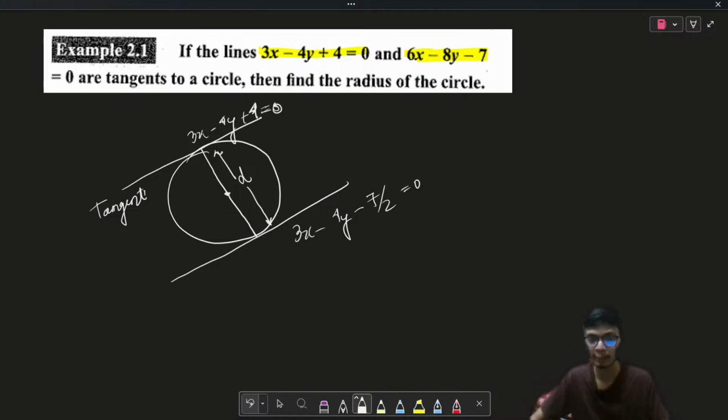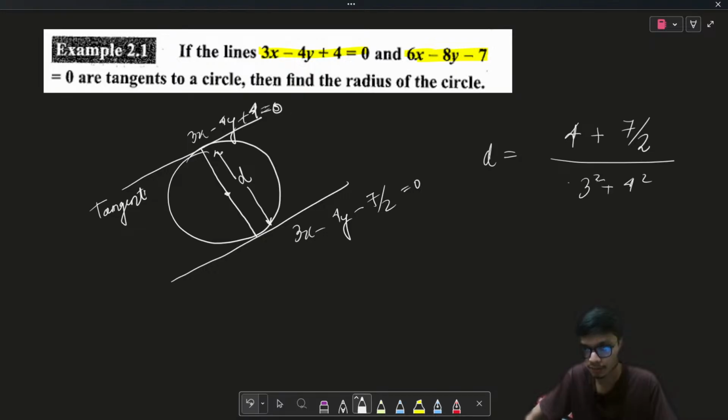Now if I find the perpendicular distance between the two parallel lines, I will obtain this as my diameter of the circle. So the diameter is basically 4 minus of minus 7 by 2, that will be plus 7 by 2, divided by the square root of 3 square plus 4 square, and take the mod of it.